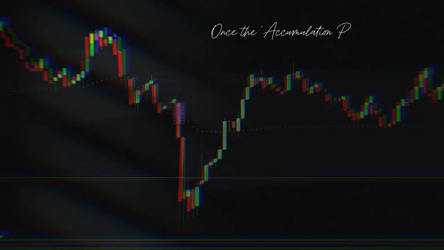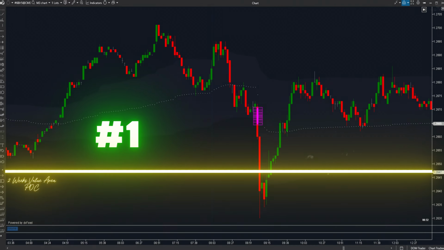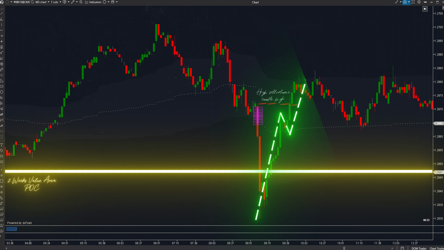Once the accumulation phase ended, the market starts showing its hand. The first sign of strength. Price breaks above VWAP and clears the initial selling candle. Then a retracement back to VWAP, which was once resistance, is now flipped and becomes the last point of support. At the second test of VWAP, stacked buying imbalances show up, indicating that buyers are getting aggressive. This was the second sign of strength.